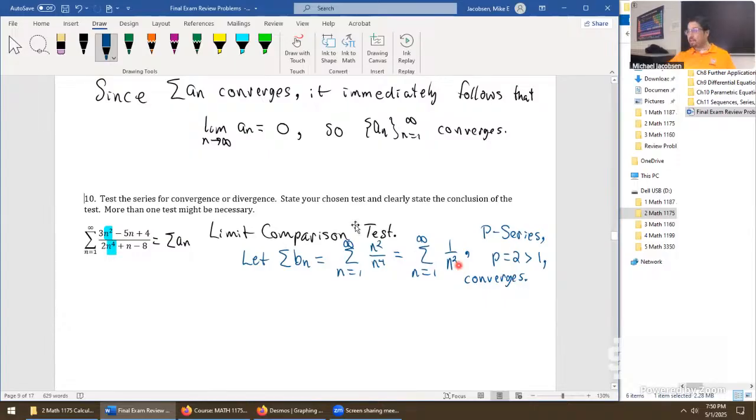So that's half of the limit comparison test. The other half is to do the limit itself. So let's run through those steps. We'll take the limit, n goes to infinity, of an divided by bn. So now it's the limit as n goes to infinity of all of this stuff, 3n squared minus 5n plus 4 over 2n power 4 plus n minus 8. Divide by bn means multiply by this as a reciprocal.